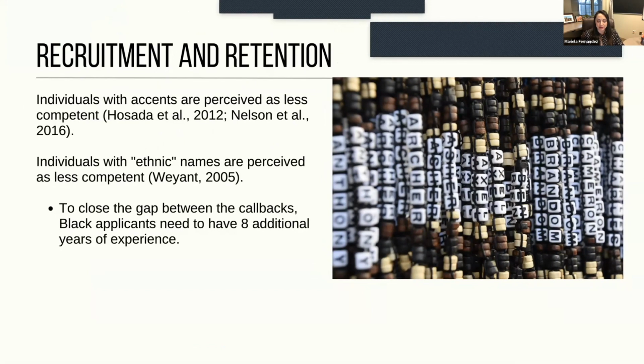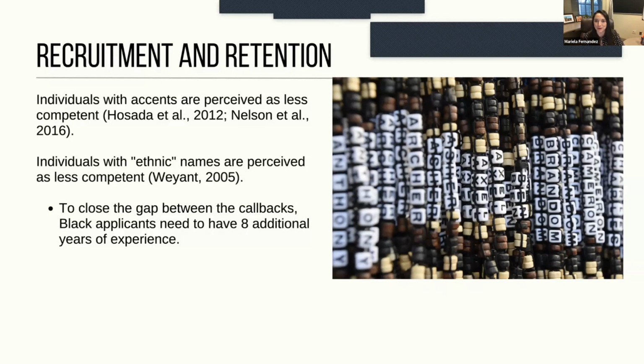Okay, so again, I kind of mentioned the importance of recruitment and retention. And I think some of you are aware of the research that talks about when managers receive resumes, if the resume has an ethnic name. So a pair of researchers used the example of Jamal. So if it has an ethnic name, sometimes managers see that as being a less competent employee. So they disregard that resume.